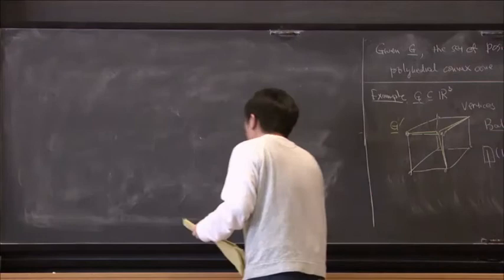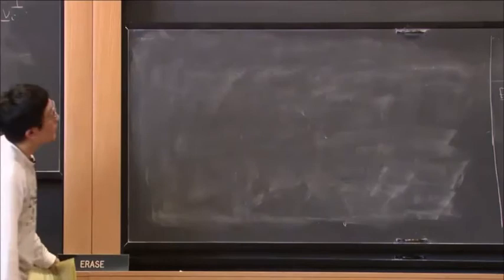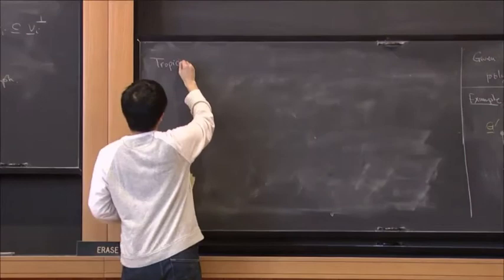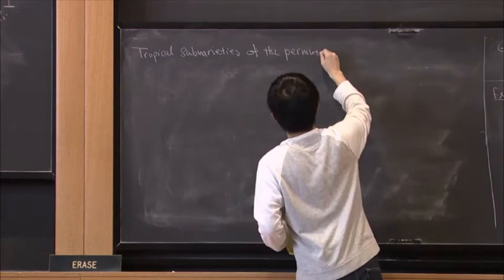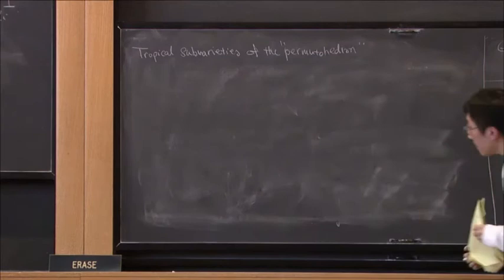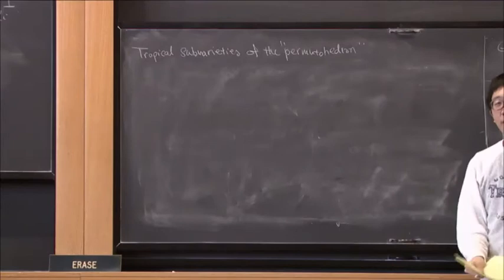I'm going to finish up by finally introducing the tropical Laplacian associated to a matroid. And this is indeed a very special class of tropical varieties. You could view it as tropical subvarieties of the so-called permutohedron. So the permutohedron is the convex hull of the orbit of the symmetric group Sn. You look at the point 1, 2, 3, 4, ..., n, you apply all the permutations and take the convex hull. And you can view it as a tropical variety.